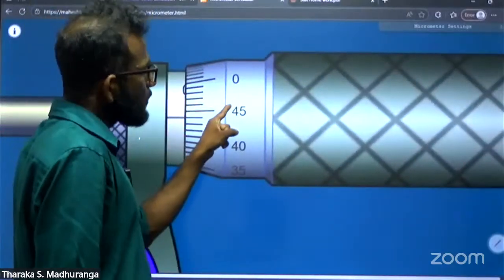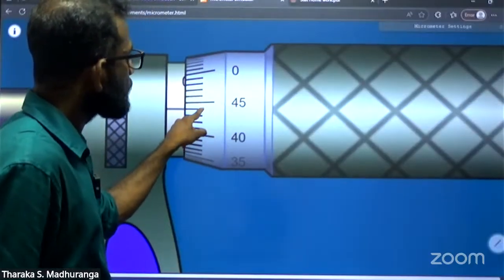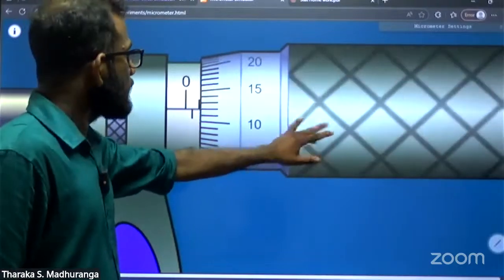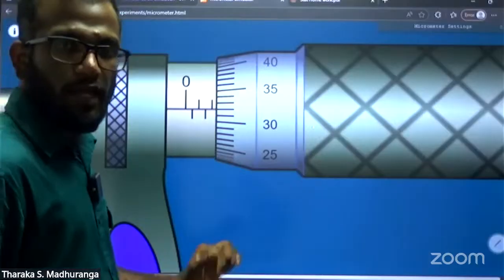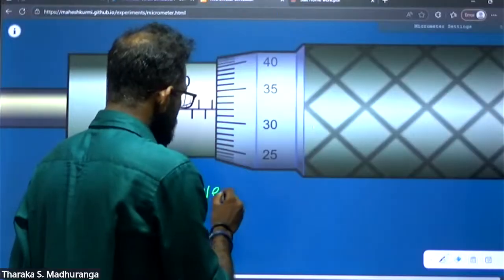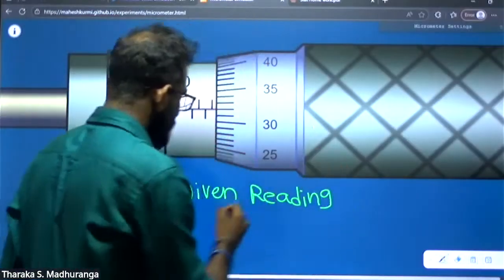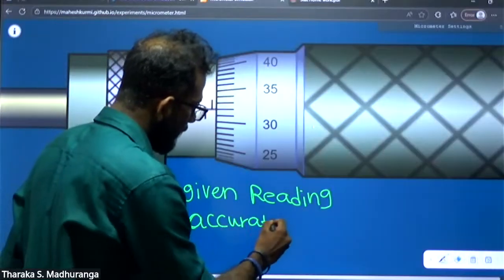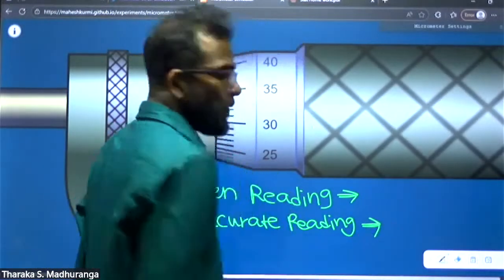Okay, this instrument now gets the error 0.6, because 45 is coincide. 0.6 millimeter negative zero error. This is the reading I got using this instrument. I got this type of reading. Can you get the accurate reading? I need the instrument given reading. Quickly send me now. Time pass. Given reading, instrument given reading, and accurate reading. Quickly send me.